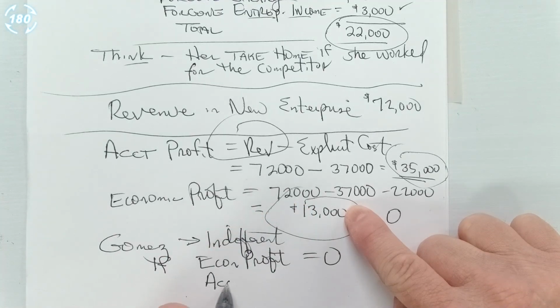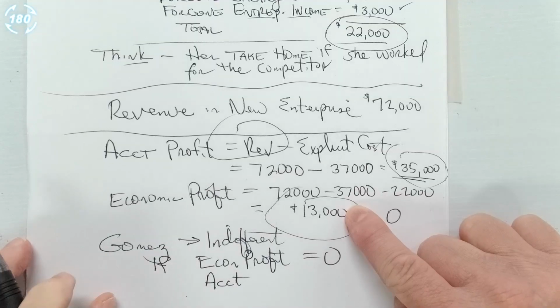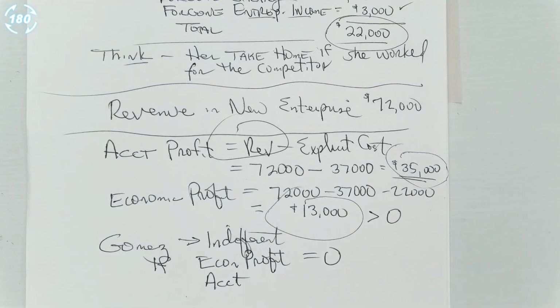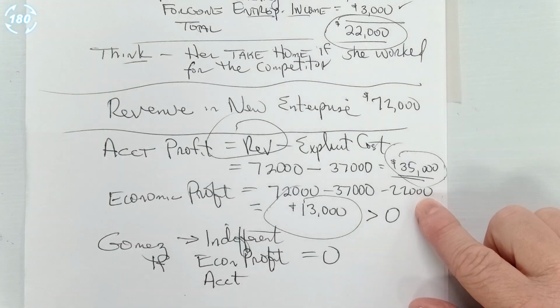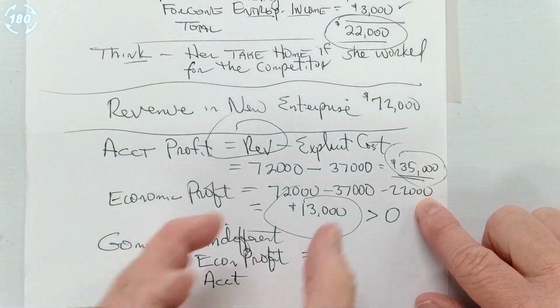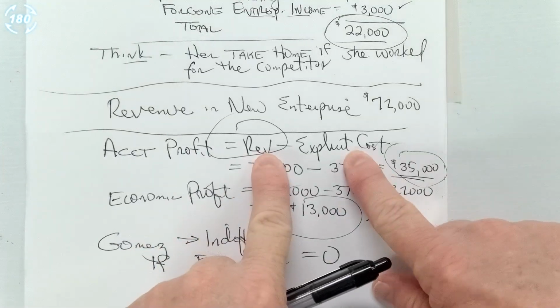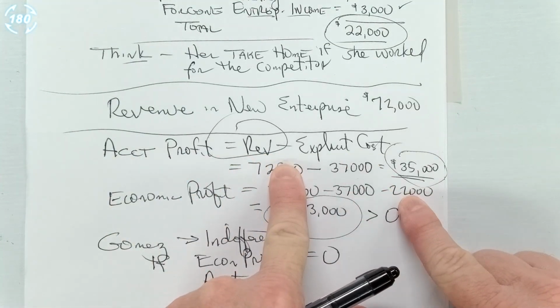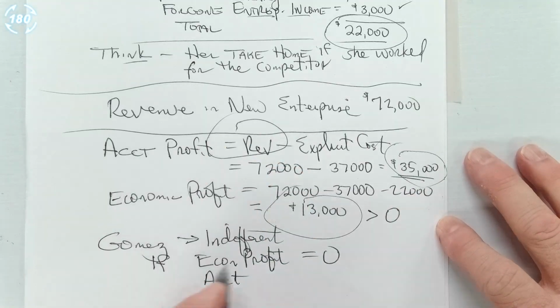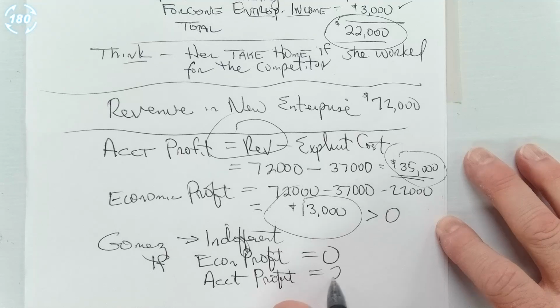If her economic profit is 0, first off, she's not doing better, she's not doing worse. But her accounting profit would have to be $22,000. In this new enterprise, if her economic profit's 0, then her accounting profit, which is revenue minus explicit cost, would have to just barely cover the implicit cost. So her accounting profit would be $22,000.